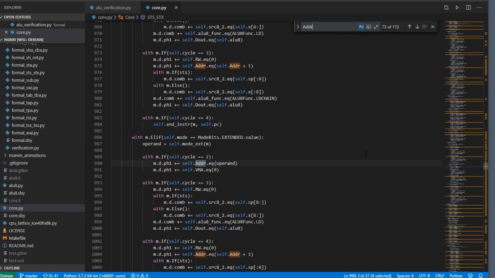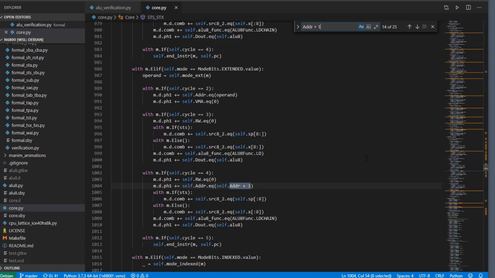If we look for address plus one, we can see that there's a whole bunch of them. So I'm going to make a separate resource called a 16-bit increment decrement unit, and I'm going to pass all of these functions into that one single resource. So the theory is that there is only one adder, and we just multiplex inputs and outputs into it. So let's see what that looks like.